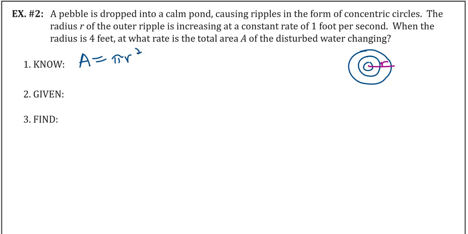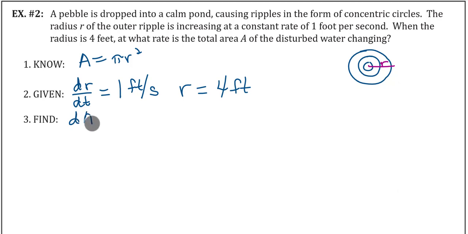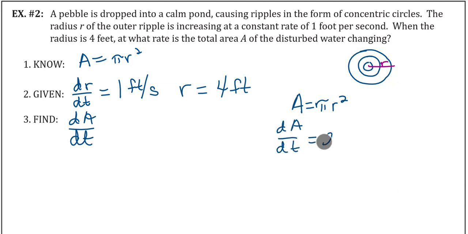And what is given? Well, we're given that the change in the radius over time is increasing, so it'll be positive 1 foot per second. And we also know we want to find this when r equals 4 feet. So what are we trying to find? We're trying to find the change in the area. Okay, so we're going to take our area formula, which is A equals pi r squared. We're going to differentiate it with respect to time on both sides.